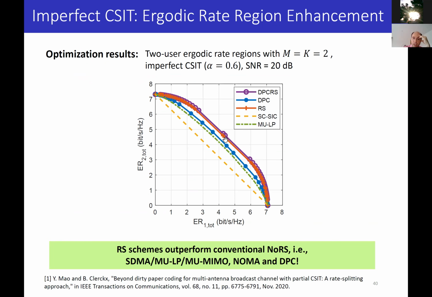And you can have performance enhancement even over DPC. DPC is capacity achieving when we have perfect CSIT, but we don't know what's the best strategy when we have imperfect CSIT. And so this is why I'm showing here again. You can have performance enhancement over DPC when we have imperfect CSIT, and that would outperform SDMA and NOMA.